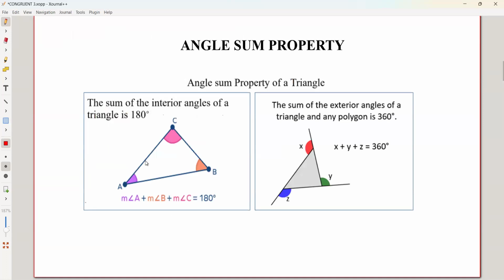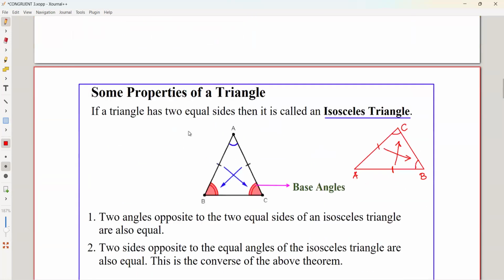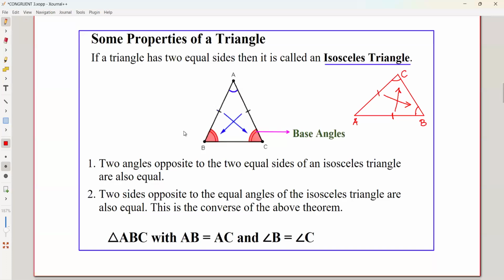Next, we must know about angle properties of a triangle. The sum of the three interior angles of a triangle is 180 degrees. If it's an isosceles triangle, two sides will be equal and the base angles will be equal.